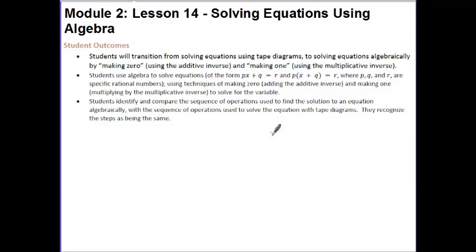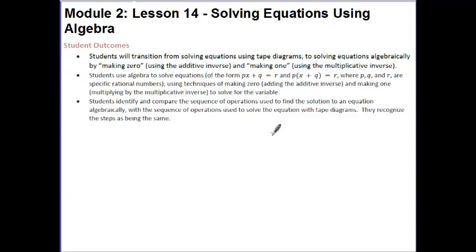Today's lesson is Module 2, Lesson 14, Solving Equations Using Algebra. Your outcomes for today are students will transition from solving equations using tape diagrams to solving equations algebraically by making 0, which is using the additive inverse, and making 1, which is using the multiplicative inverse.